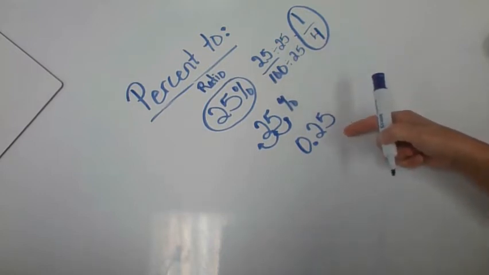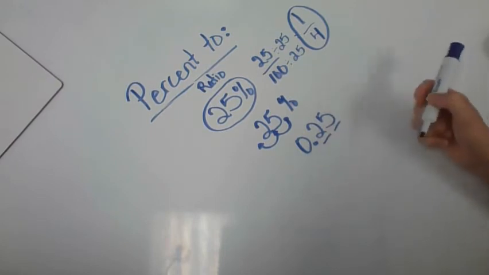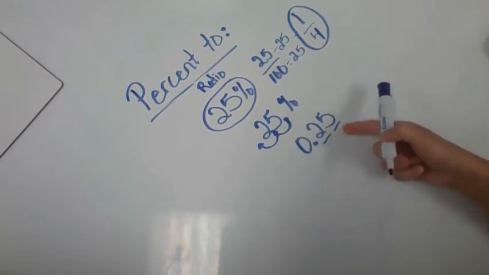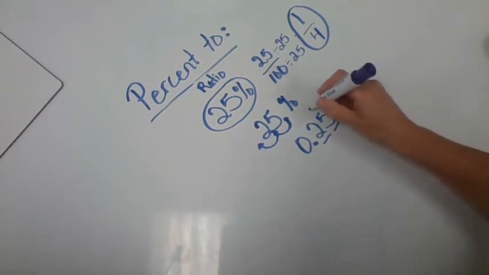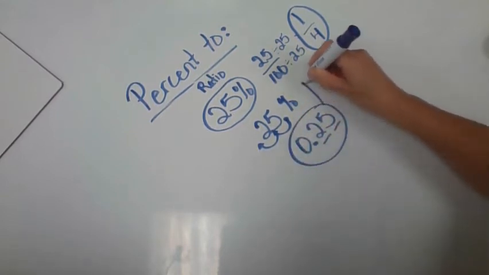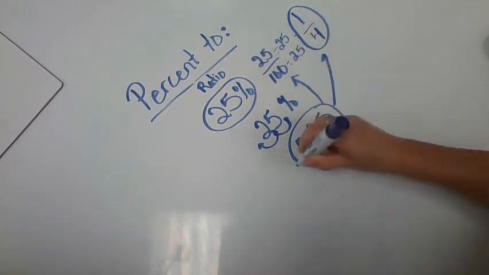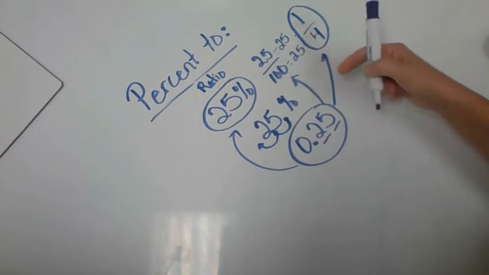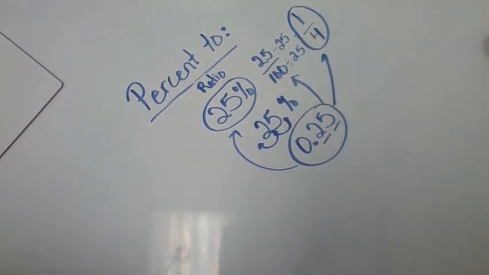So this is the decimal 0.25 and we're going to read it as 25 hundredths: tenths, hundredths. The 5 is in the hundredths place. So when we read it as 25 hundredths, we can clearly hear this fraction. So we know that they are all equal. 25%, 25 hundredths, and 1/4 are all equivalent amounts, just written in different forms.